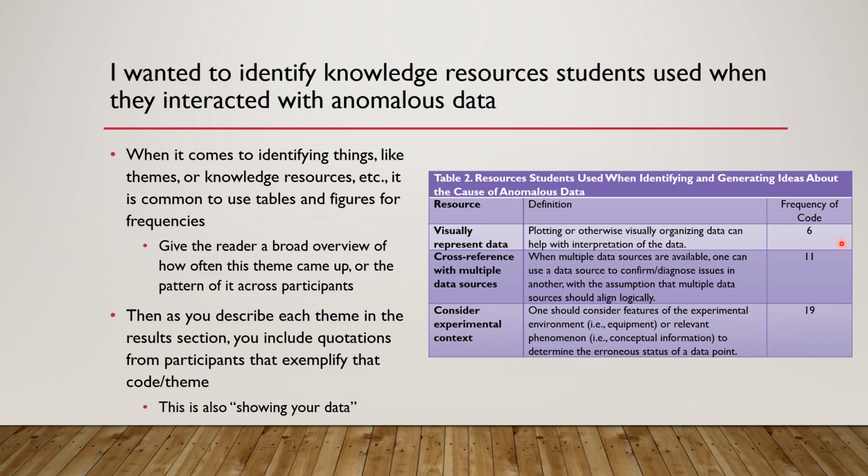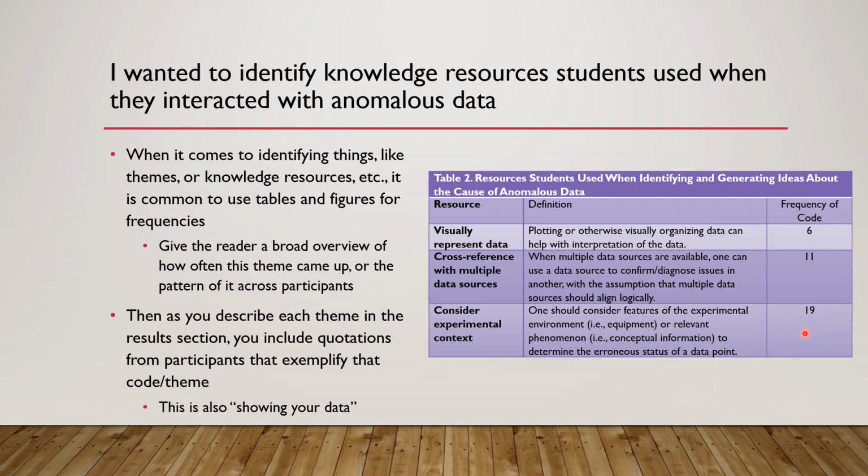And then I tell you in the right column how many times that happened in my data. And this is across all participants. And so it varies, even within this table. The one with the least frequency popping up in my data was 6 for visually represent data, but then consider experimental context came up 19 times, which, yes, was more than once in all of my interviews because I had 16 hours of interviews, so it was happening everywhere.